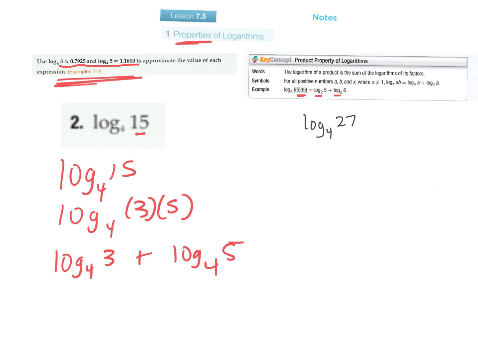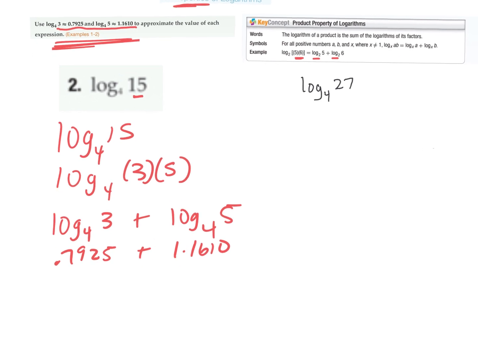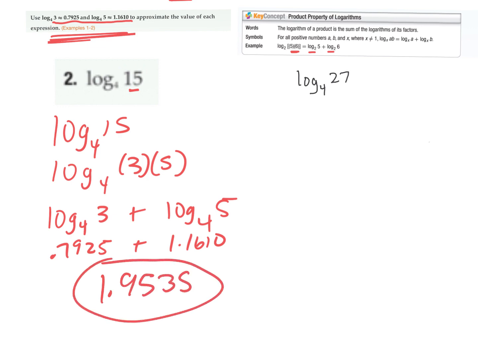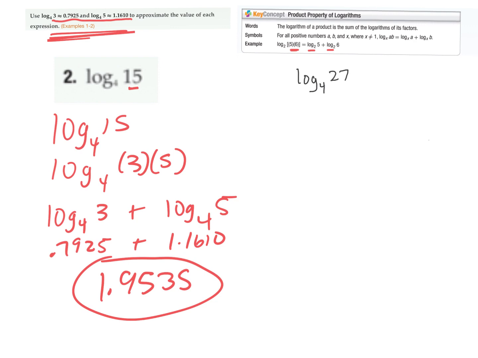Now I can substitute in 0.7925 for log 3 base 4, because that's what it equals, since it's given to us. And the log of 5 base 4 is 1.1610. If I add those two up, I get 1.9535. And so I've just approximated this log by separating it using the product property, into addition.